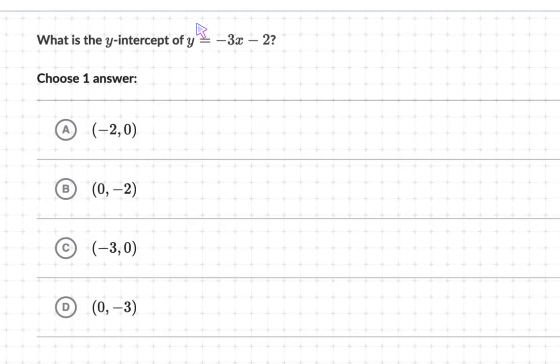All right, so this right here is written in y equals mx plus b form. I know because I have my y's that match up. I have a number multiplied by x, and I have a b at the end. They want to know the y-intercept. Remember, the y-intercept is the b value.